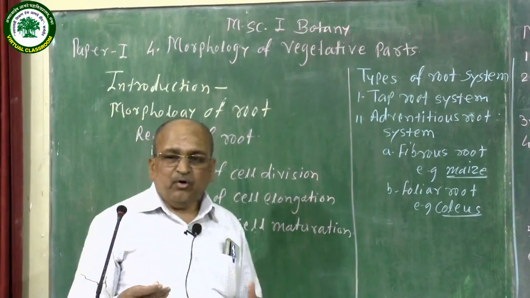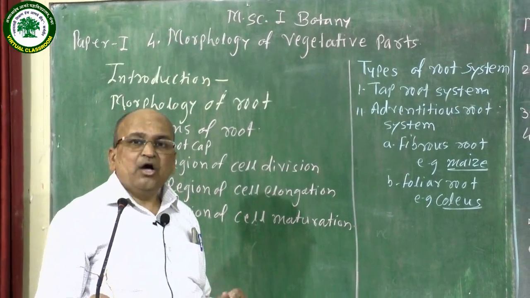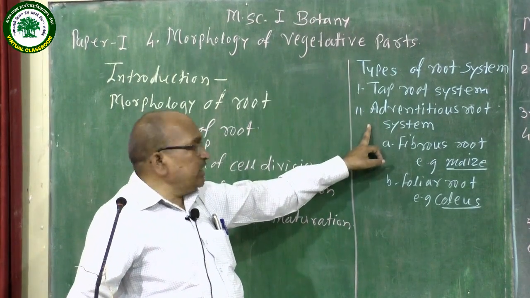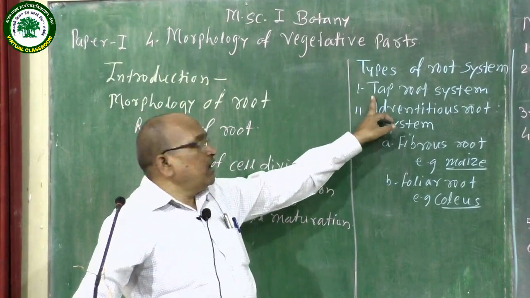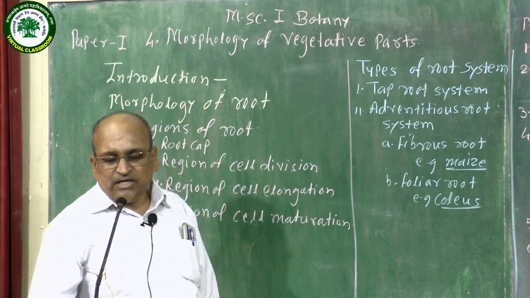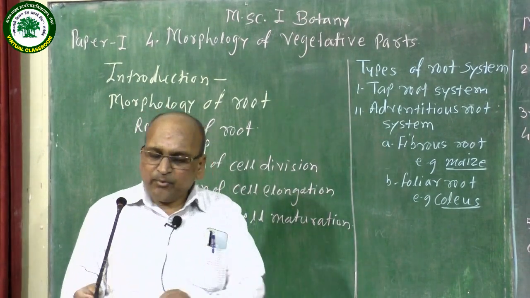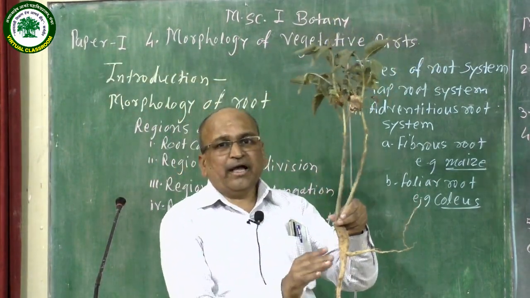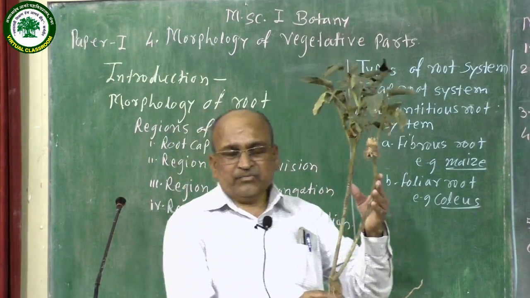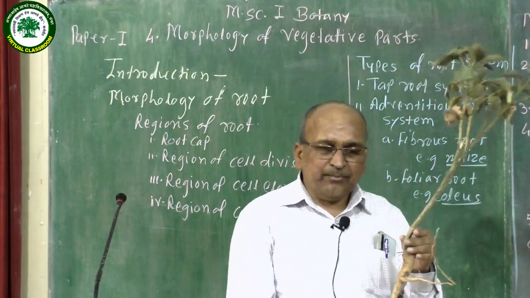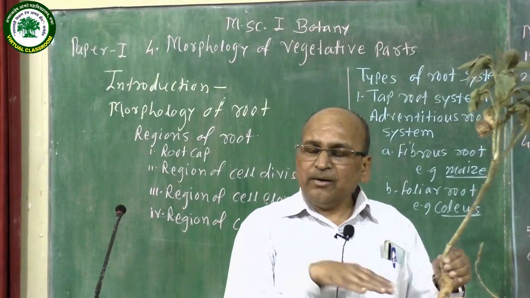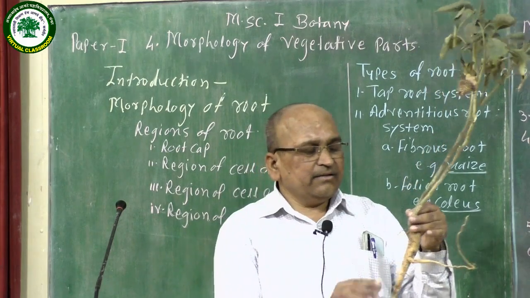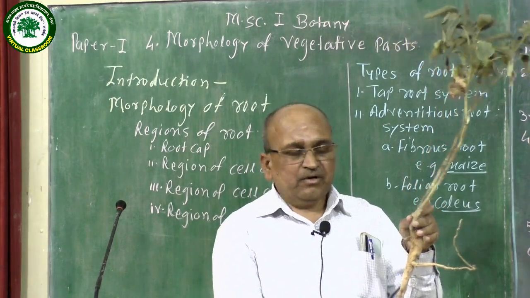On the basis of origin of the root, roots are classified into mainly two types. First one is the taproot system and second one is the adventitious root system. Taproot system is this one, the taproot, and an example is the datura. There are some other examples. All plants from the dicot class show taproot system.